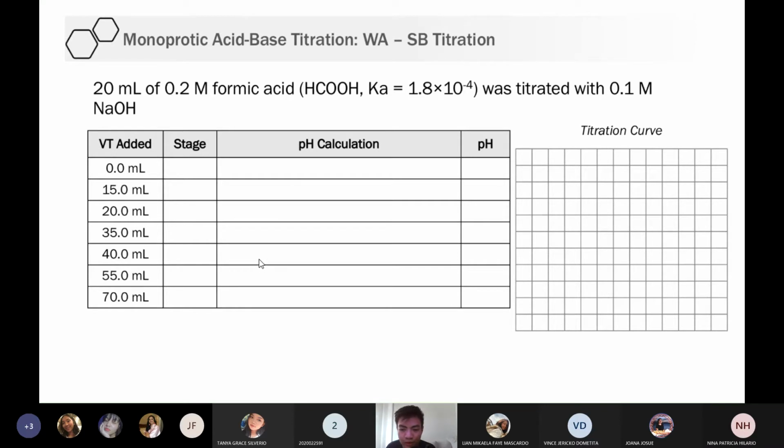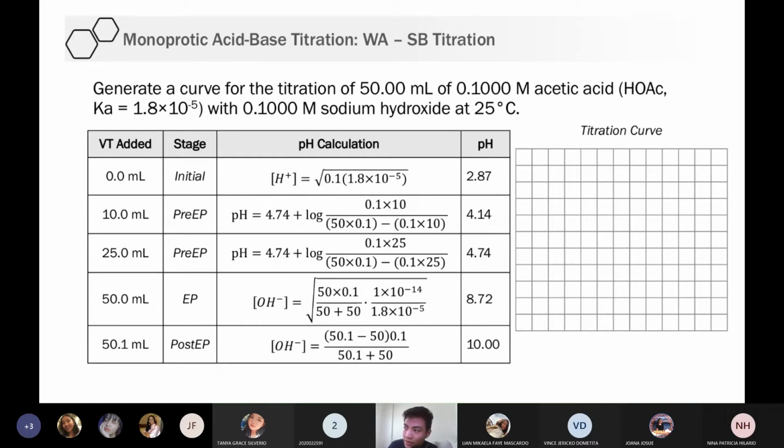Equilibrium, the equation is OH equals the square root of conjugate base concentration times the Kb. And post-equivalence point, the new equation is (Vt minus Vtep) times molarity of titrant divided by the total volume, which is the same as (MTVT minus MAVA) over V total. Basically, just follow this.